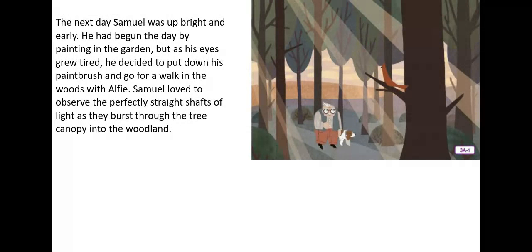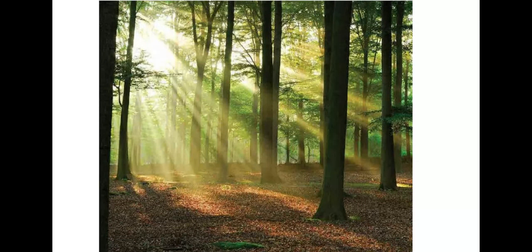The next day, Samuel was up bright and early. He had begun the day by painting in the garden, but as his eyes grew tired, he decided to put down his paintbrush and go for a walk in the woods with Alfie. Samuel loved to observe the perfectly straight shafts of light as they burst through the tree canopy in the woodland. Have you ever been in the woods and you see the shining burst of light, right? The rays of light coming down. You can definitely tell it's a straight line when you see that, just like in this picture.